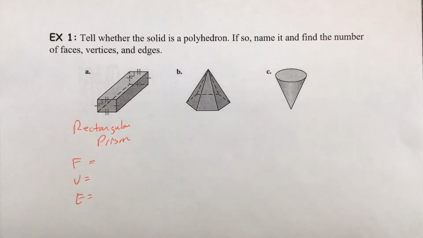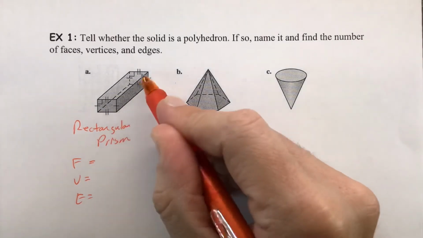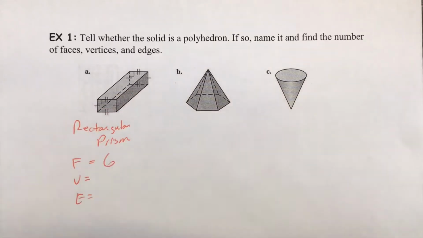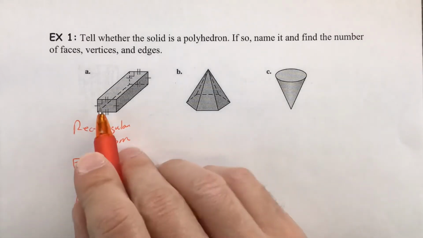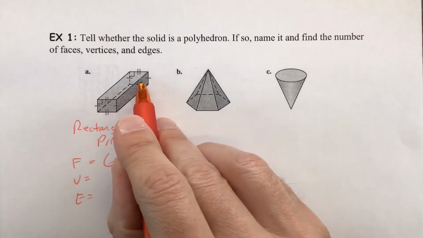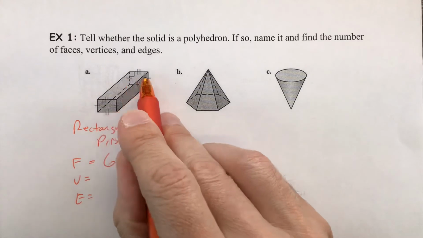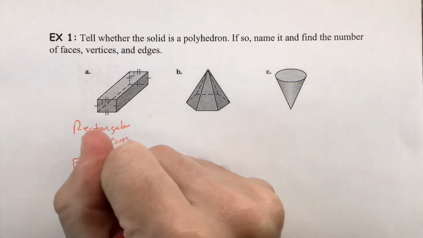The number of faces that this has is going to be 6. You're going to have the front, the back, the top, the bottom, the right, and the left. You're going to get 6. The number of vertices that you get is going to be double the number of vertices that you have at a single base. So if I let the front and the back be the bases, you're going to have 1, 2, 3, 4 vertices, but you also have 4 vertices on the back end as well. So that'll give you 8.